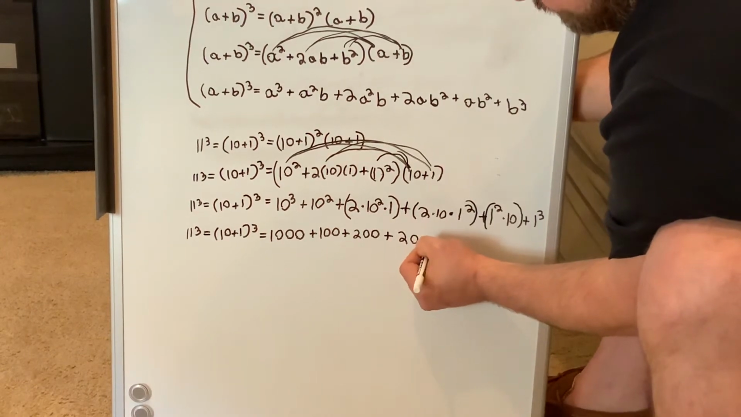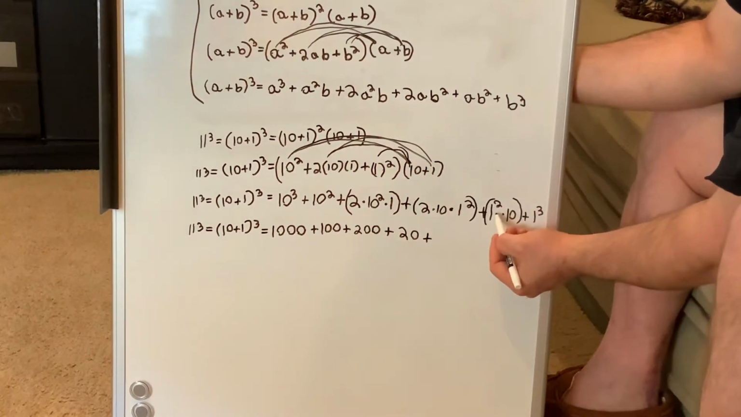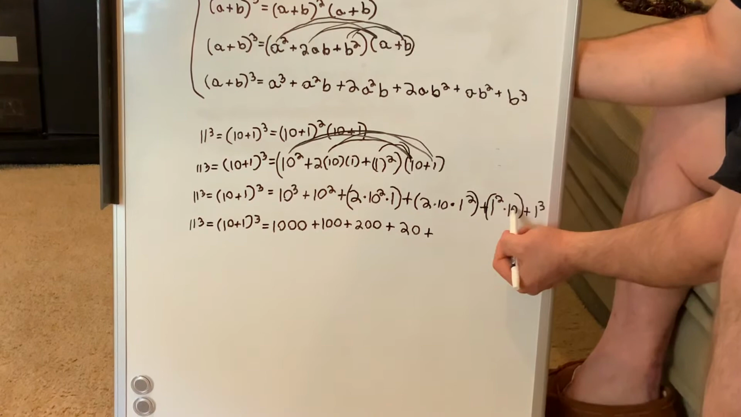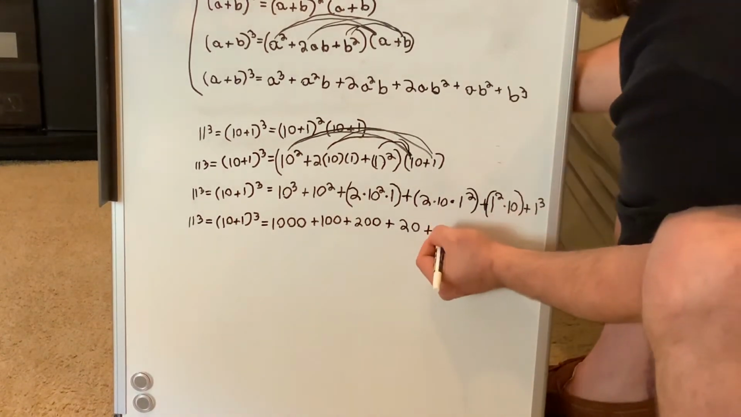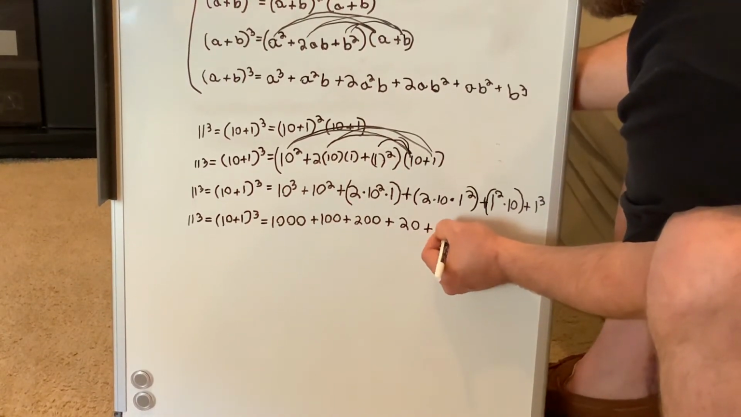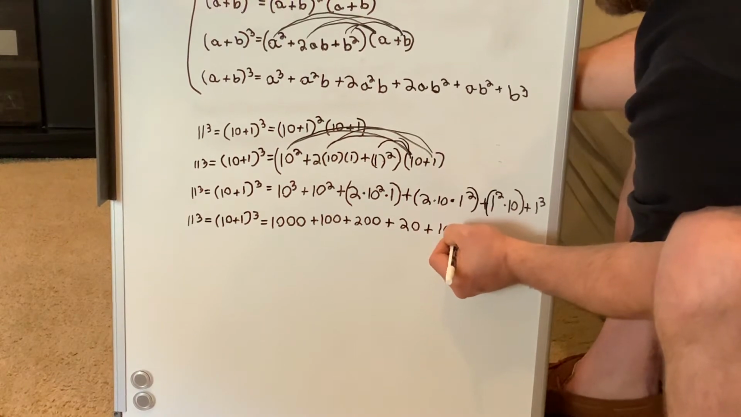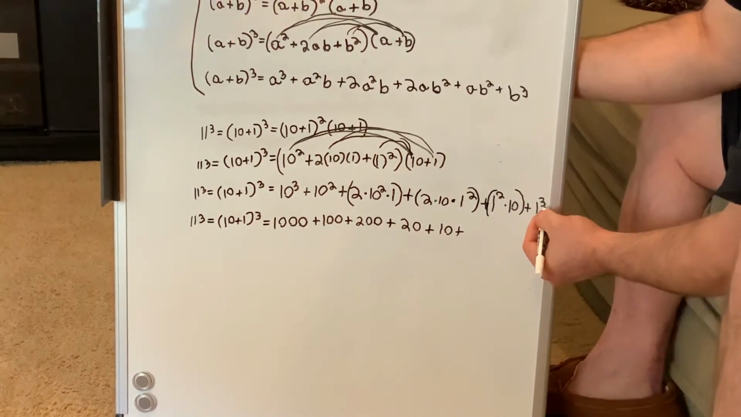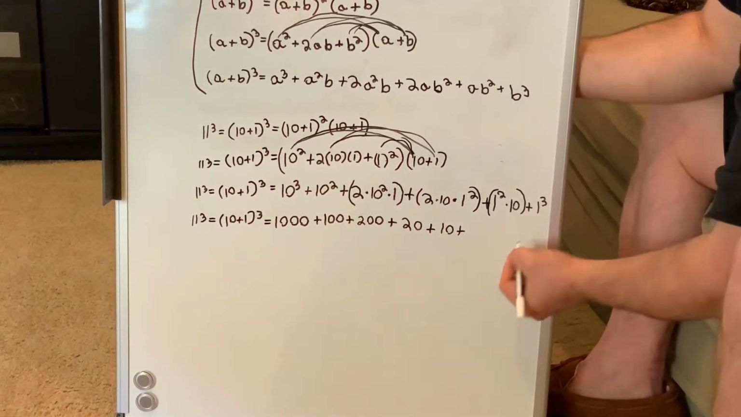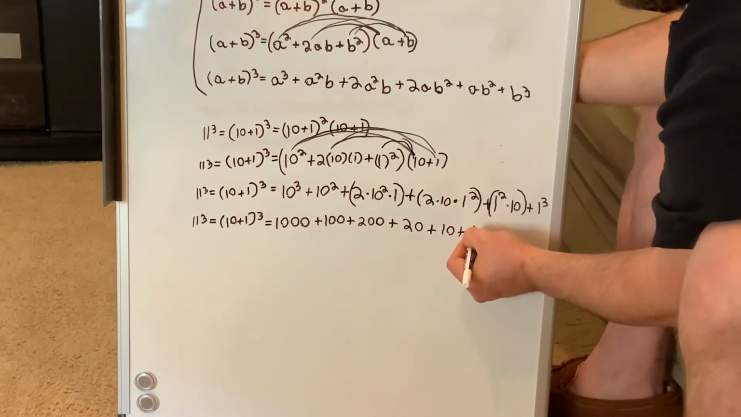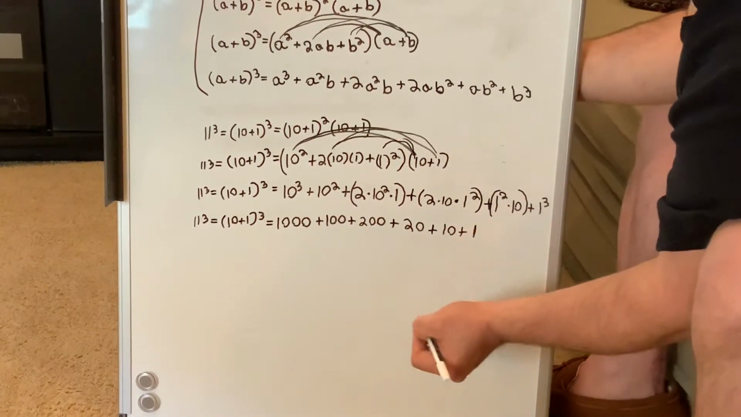Plus 1 squared is 1 times 1, which is 1. 1 times 10 is 10. So plus 10. Plus 1 times 1 times 1 is 1. So 1 cubed is 1. Just put a 1 out here, okay?